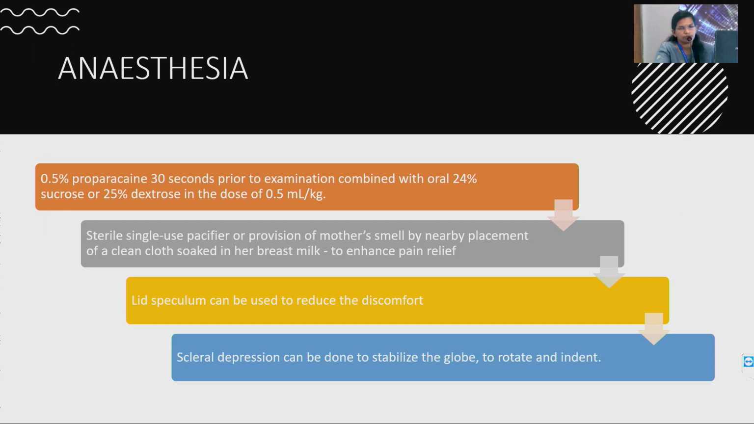And for anesthesia, 0.5% proparacaine can be instilled before the examination. Along with that, oral 25% sucrose or 25% dextrose can also be given, especially in the case of laser, during ROP laser.